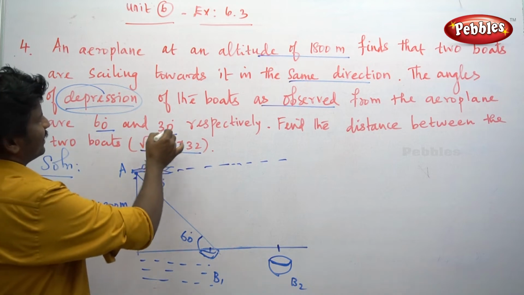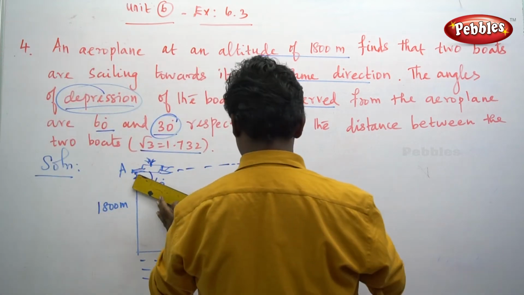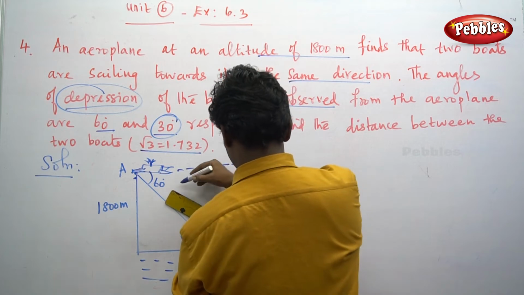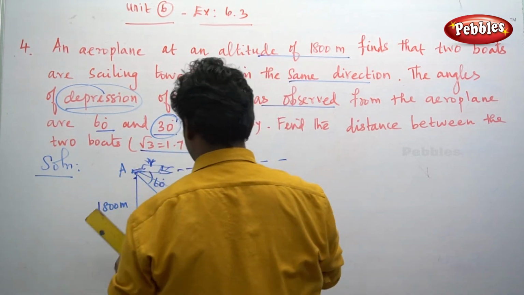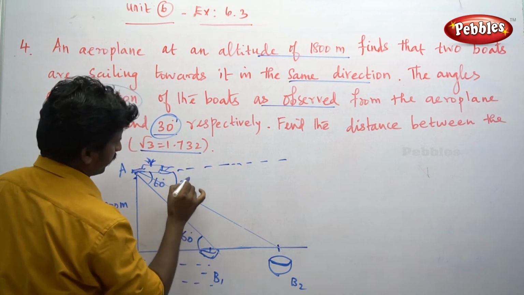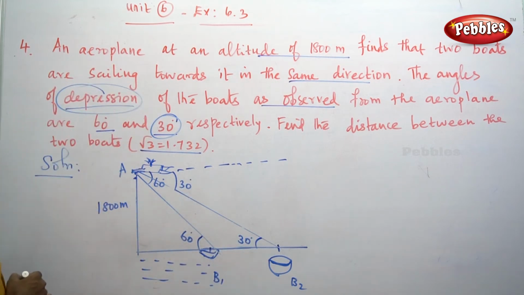Then the second boat, they observe at 30 degrees, right? So the second boat, this is 30 degrees. So here 30 degrees, right? Now find the distance between the two boats.